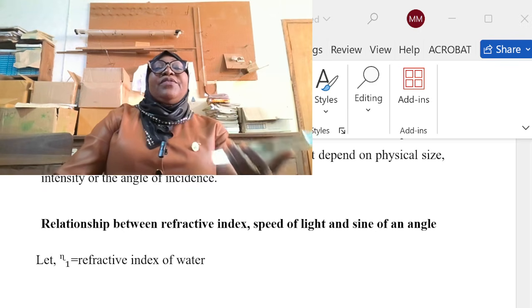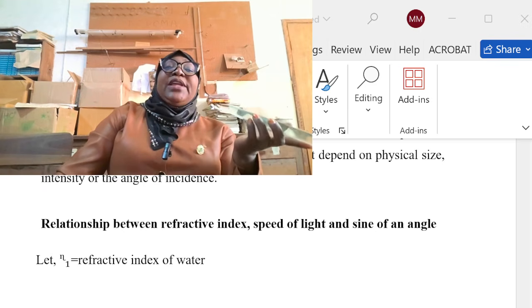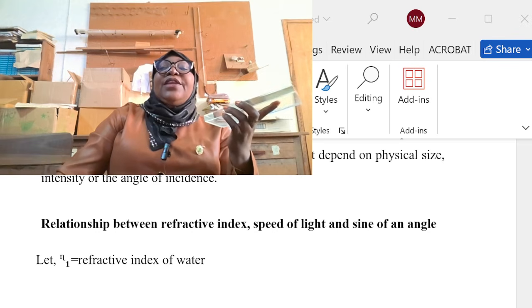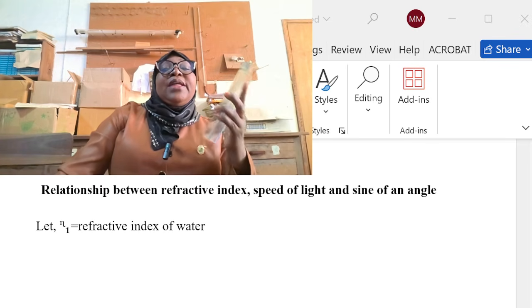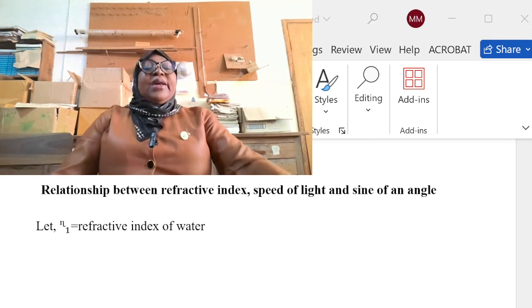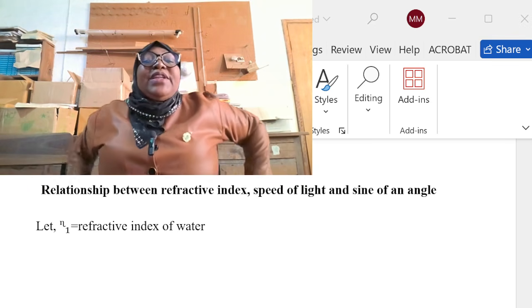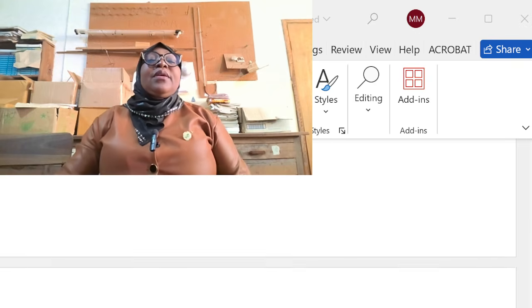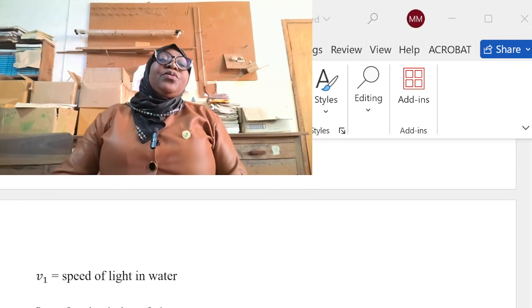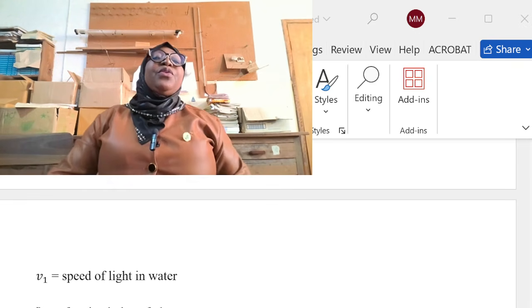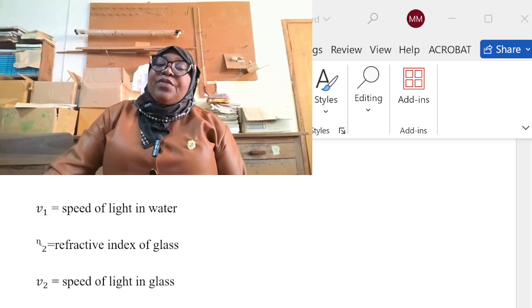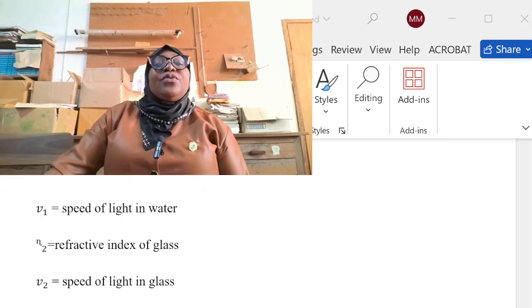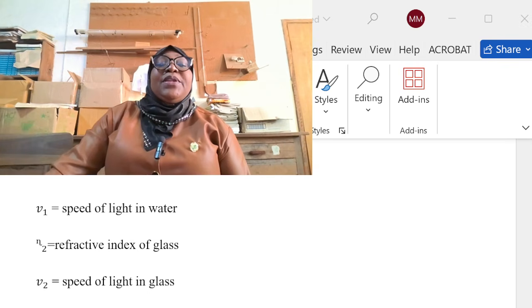Relationship between refractive index, the speed of light, and the sine of an angle. Let us take n1 to be the refractive index of water, while its speed is V1. The refractive index of the glass is n2, while its speed is V2.